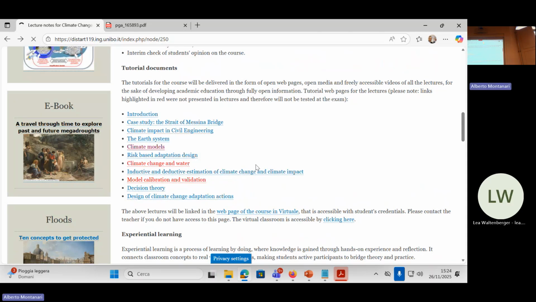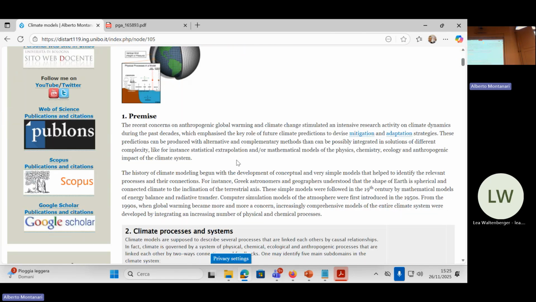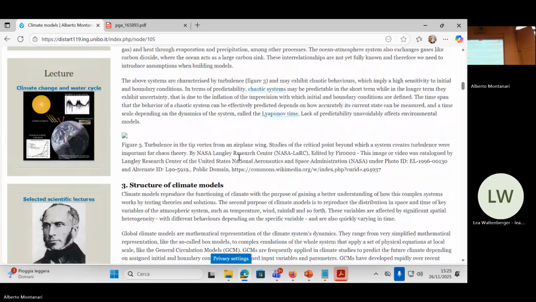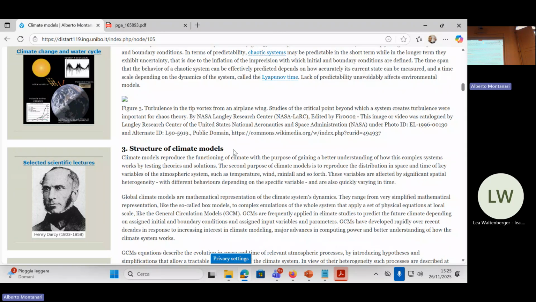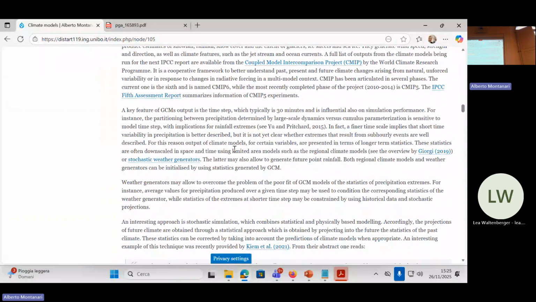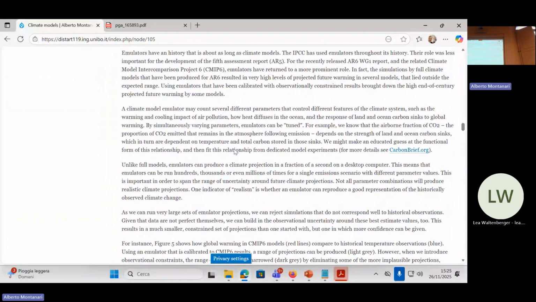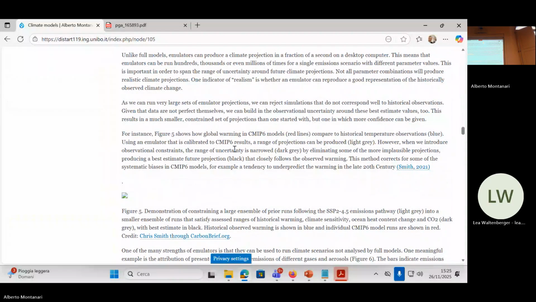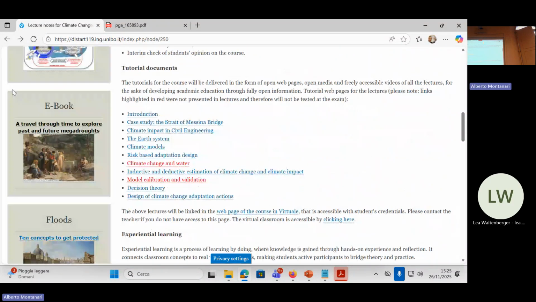Climate models: let's open it, but I don't think there is much for the quiz. For the oral, yes. The figures are not appearing, just because of the network, and maybe also a network problem was why I couldn't visualize the introduction earlier. Input and output for the model, model emulator, nothing really. Anyway, for climate models, there is not much to say.